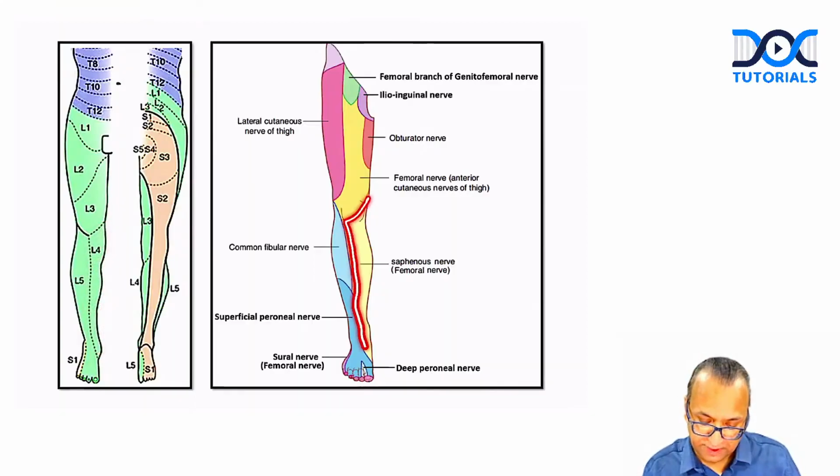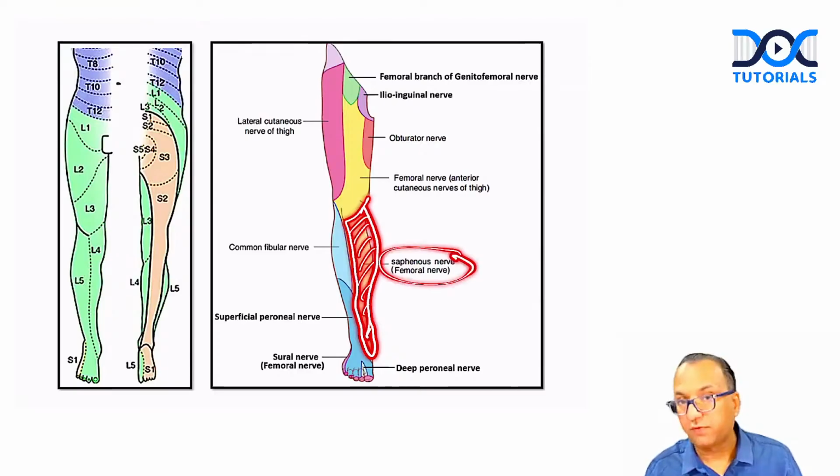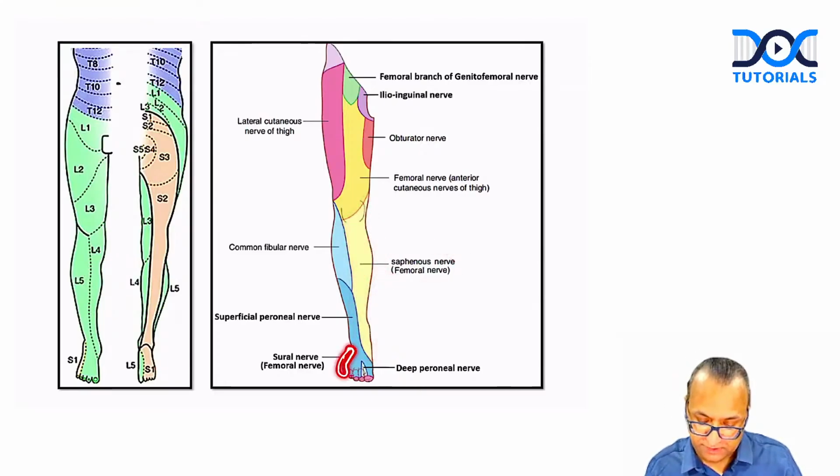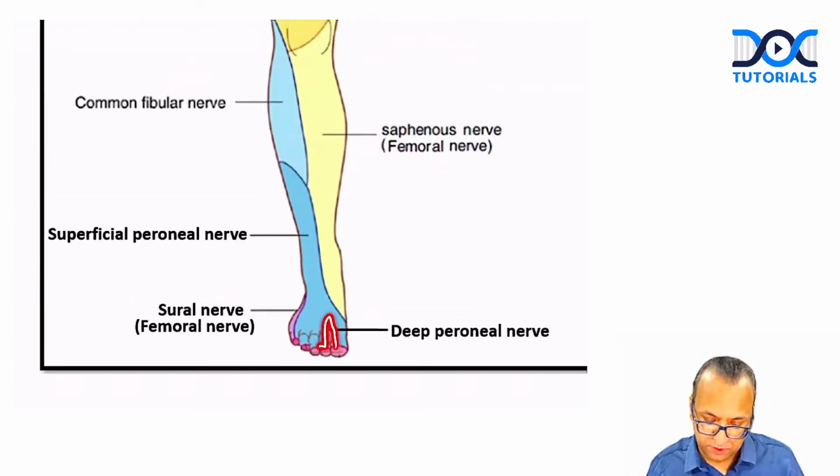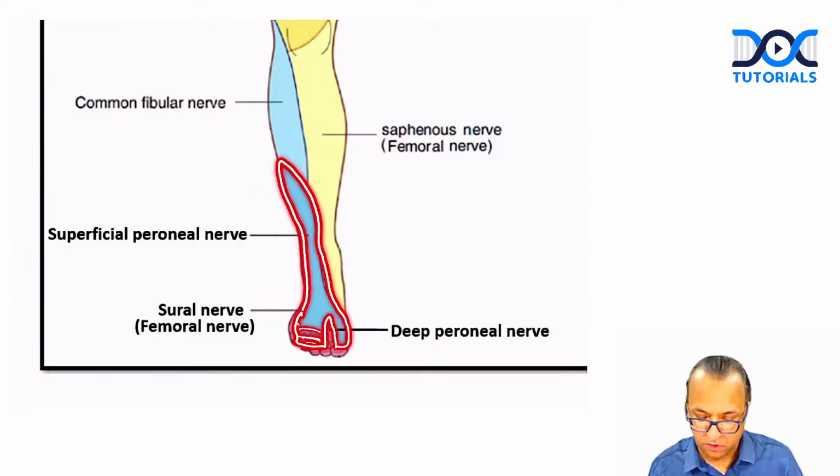Saphenous nerve is L4 to the medial malleolus and medial dorsum of the foot, a branch of the femoral nerve. Sural nerve is S1. It is not a branch of femoral, it is a branch of the tibial nerve. The first interdigital space is L5, deep peroneal nerve. Let me zoom. Otherwise, most of the dorsum of the foot is under the superficial peroneal nerve. So this is all territory of the superficial peroneal nerve.